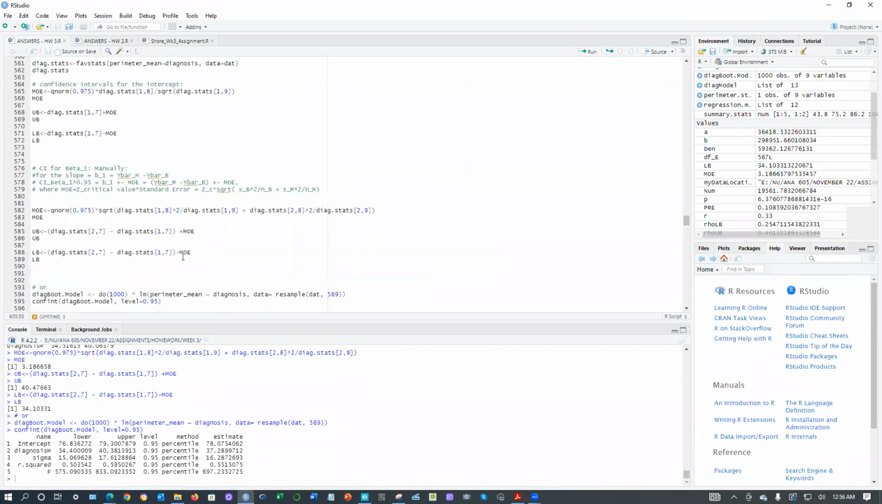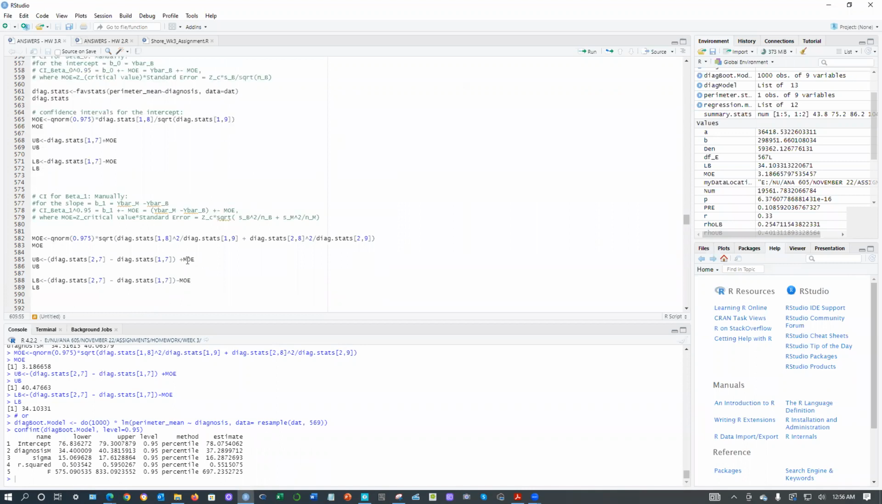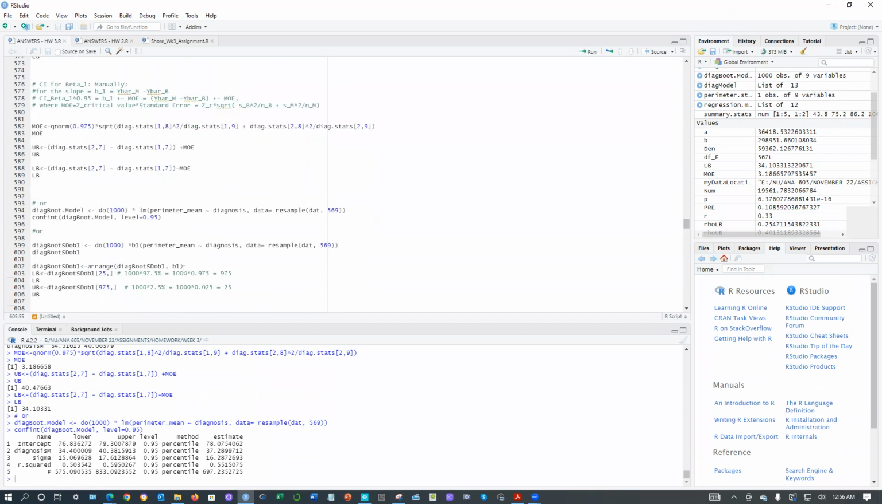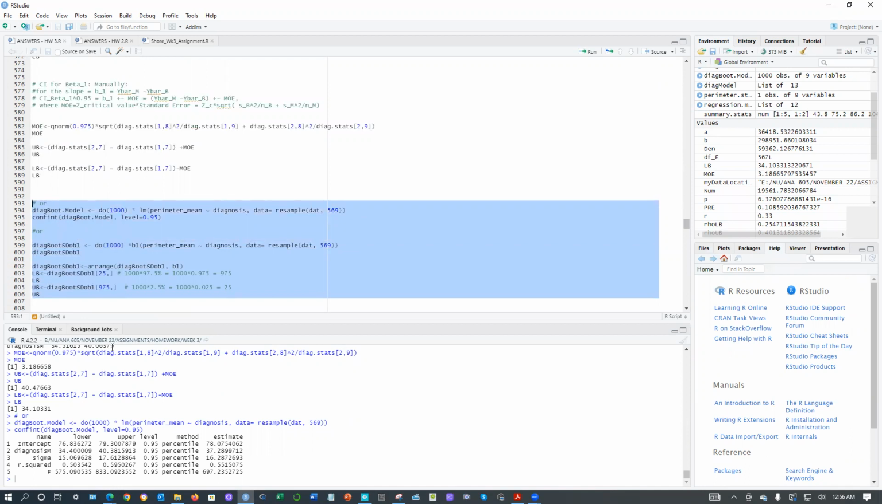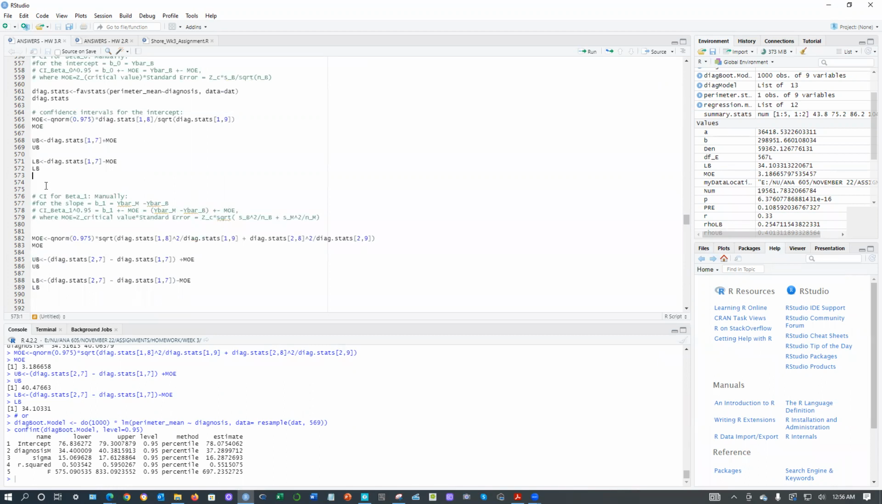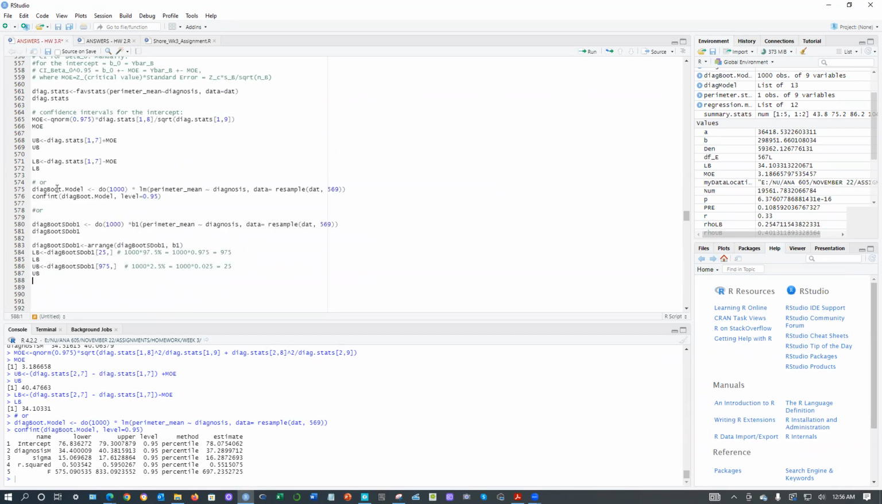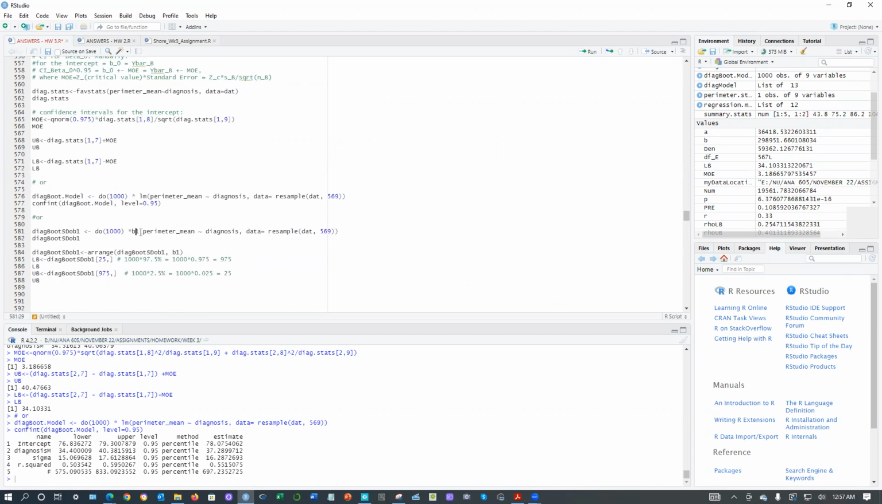Same way here, B naught. I go back to the B naught, sorry. Can I do the same thing over there? Okay, I'm gonna try this one. Here too. Oh, instead of this one, I use the B naught now. This one is called the B naught. And this one also called B naught.